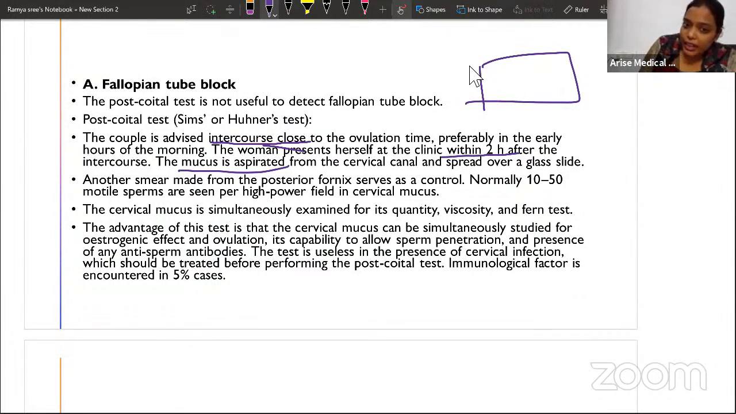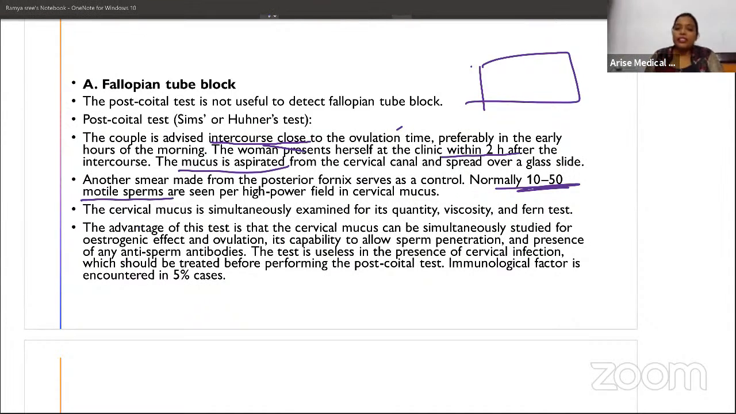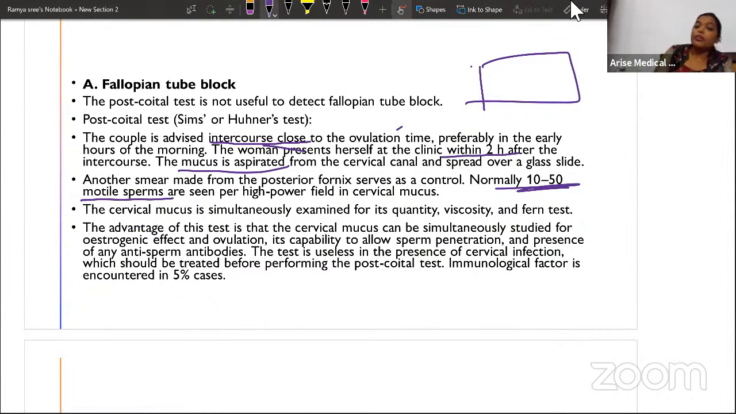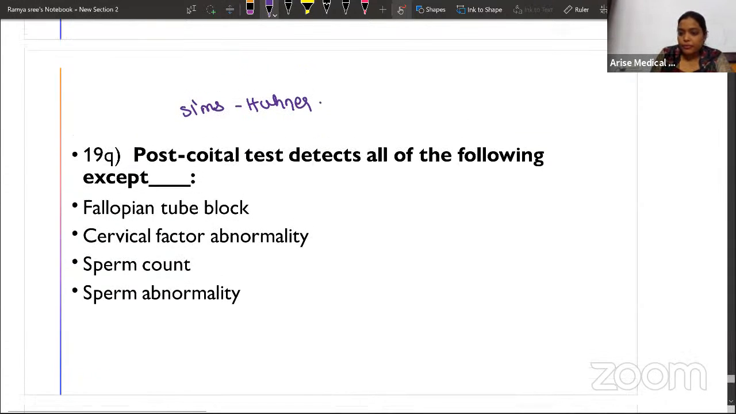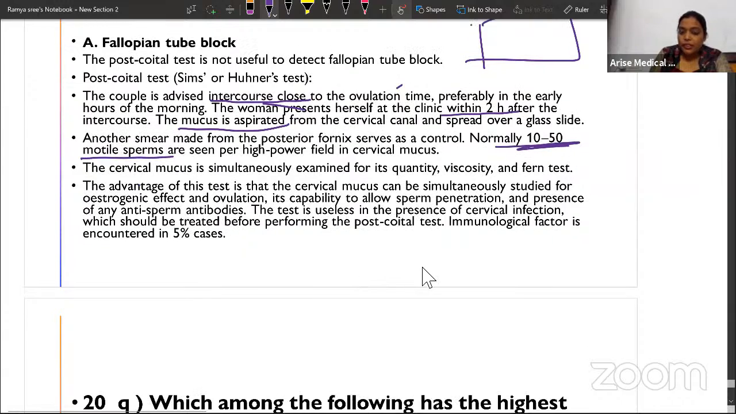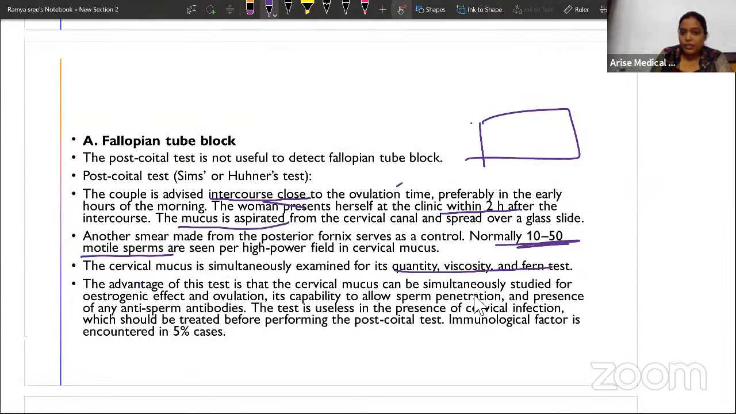When you spread it on the glass slide, normally you should see 10 to 50 motile sperms per high power field in the cervical mucus. This means the cervical mucus is permeable to sperms, there is a good amount of sperms, and motility is fine. Cervical mucus is also examined for its quantity, ferning pattern, and viscosity. The advantage of this test is that cervical mucus can be studied simultaneously for estrogenic effect.